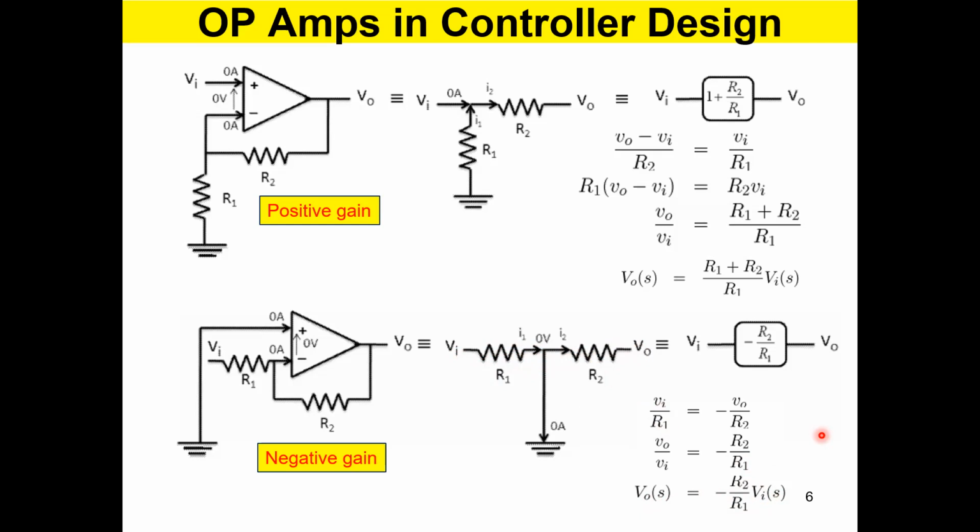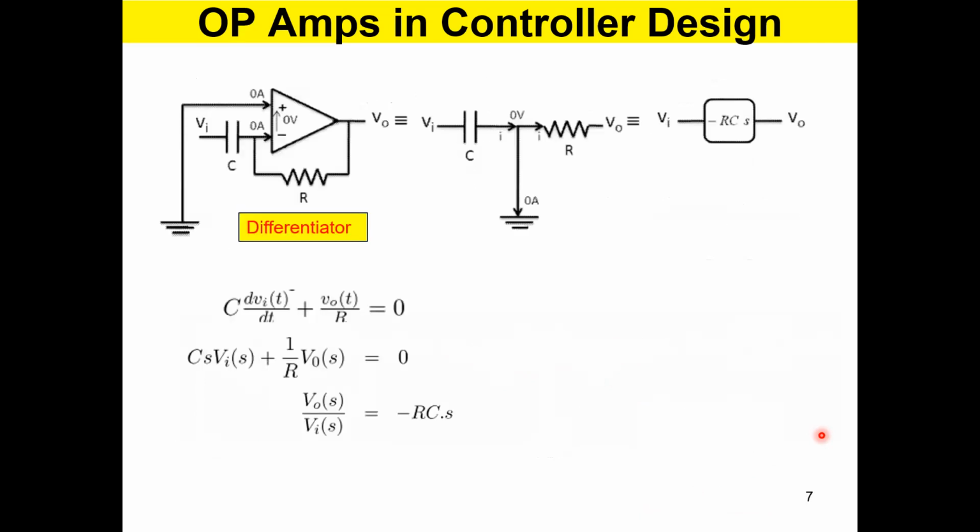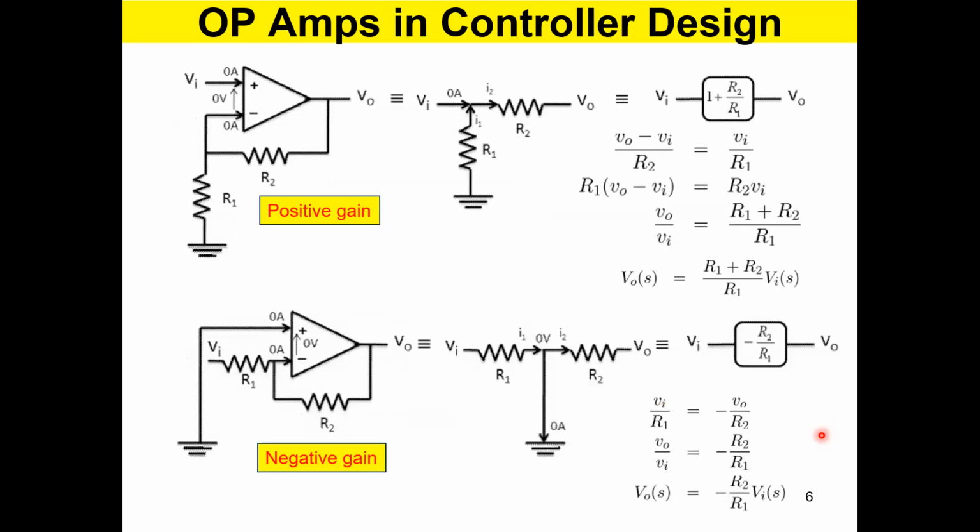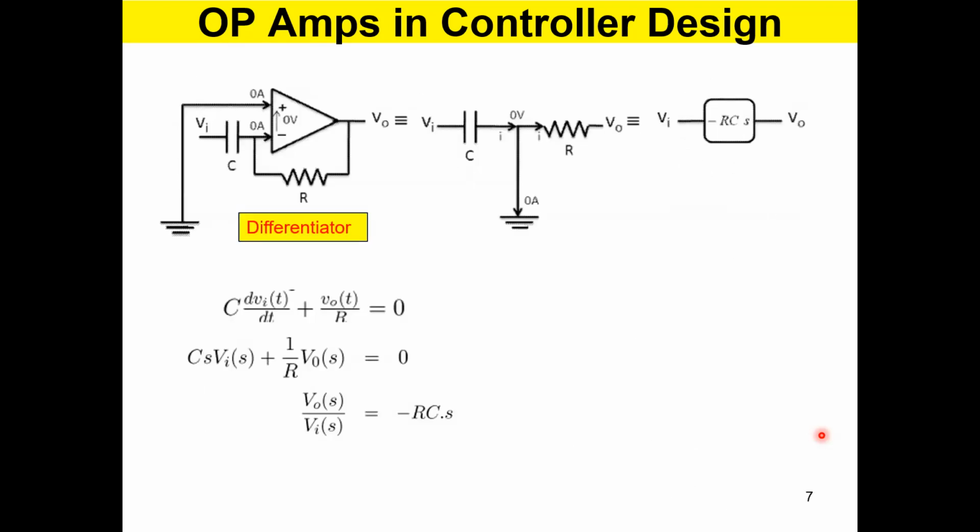So there are other circuits also. This is a differentiator. If you want to differentiate and multiply, you saw the multiplication here, right? But differentiation is like this. If you want to differentiate a signal to get the rate of change of the signal, you connect the signal to the op amp through a capacitor. And the negative terminal, right, is connected to the output through a resistor R.